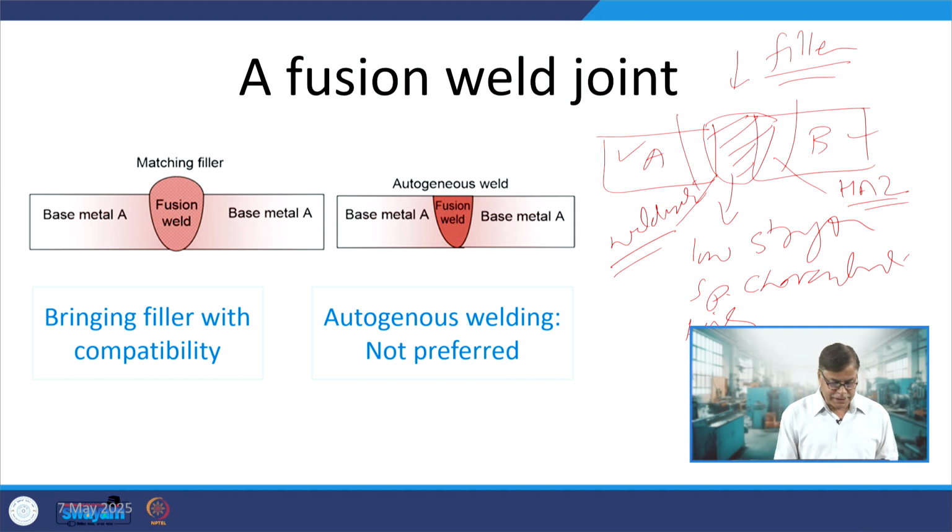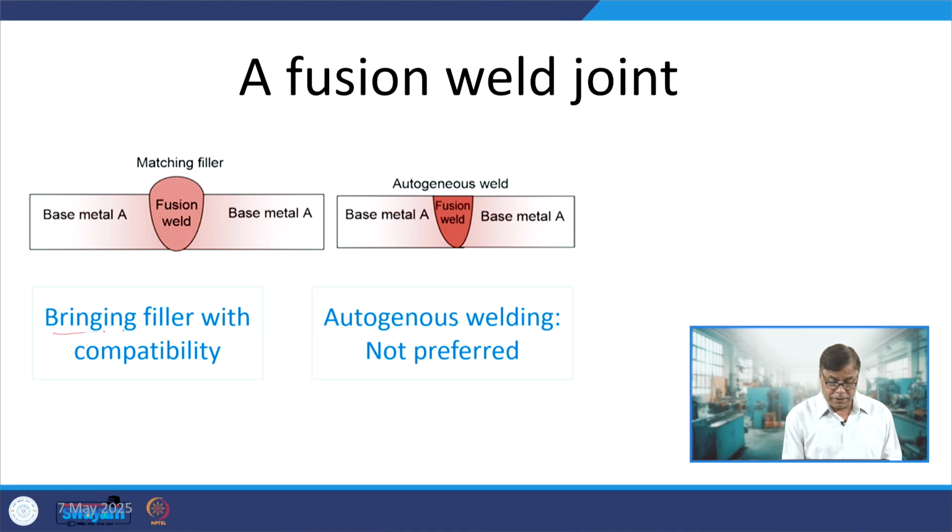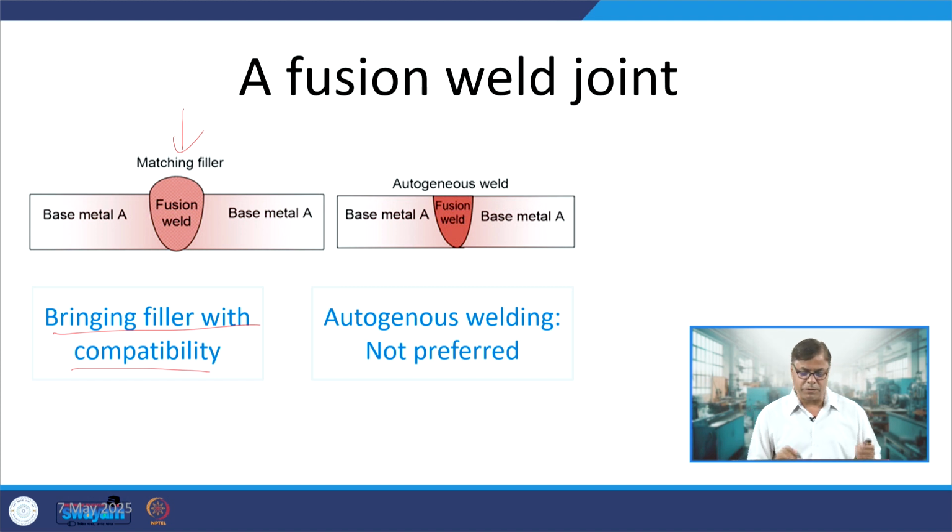So, the best part of using the filler metal in fusion welding is that we can bring the metal as per the requirement of the properties. Say A and B, if they are compatible then we will be using the matching filler, or a filler which satisfies the requirement. If you want to reduce the residual stresses, we will be using the low strength filler, like in cast iron, we use the nickel fillers or austenitic stainless steel fillers.